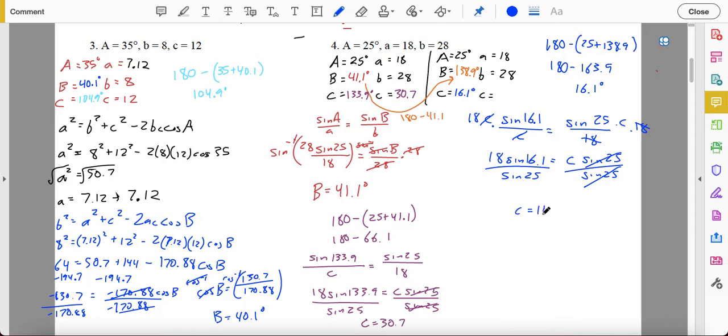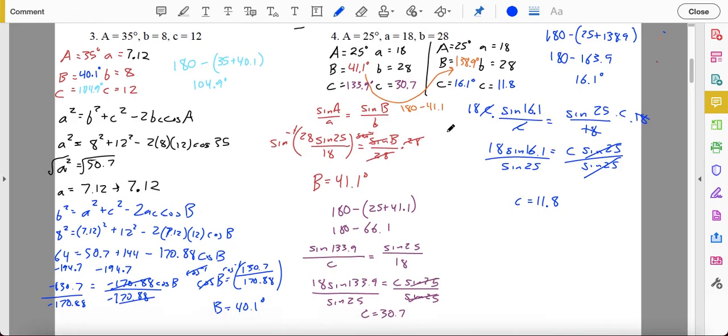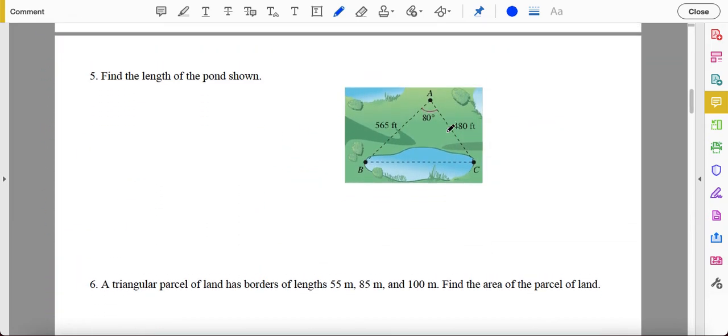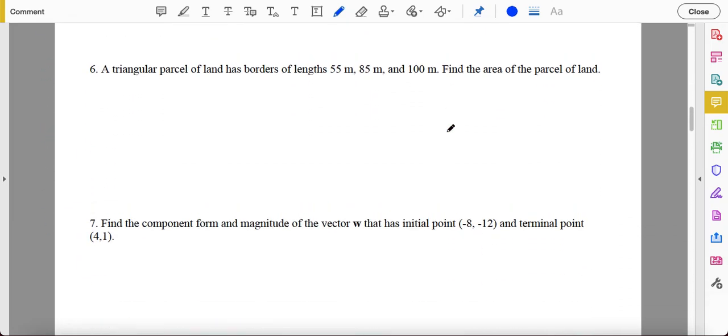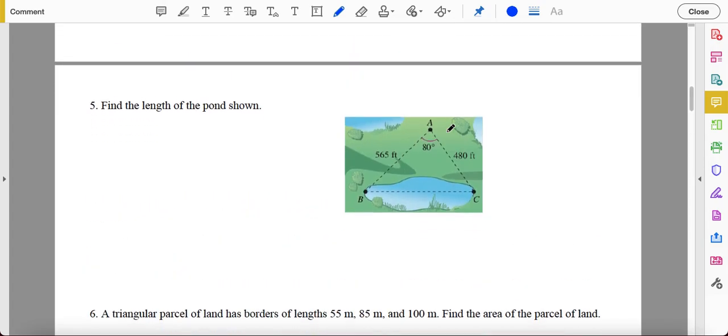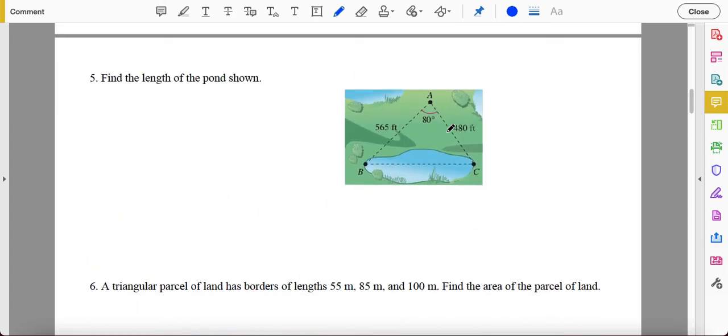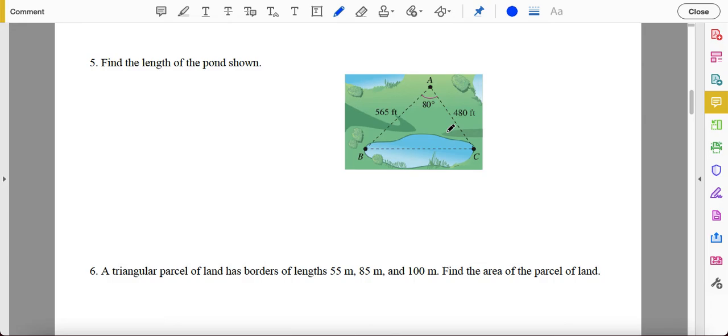So c equals 11.8 degrees. Not degrees, 11.8 units since it's a side length. All right, so 11.8. Okay, all right, on to number 5.